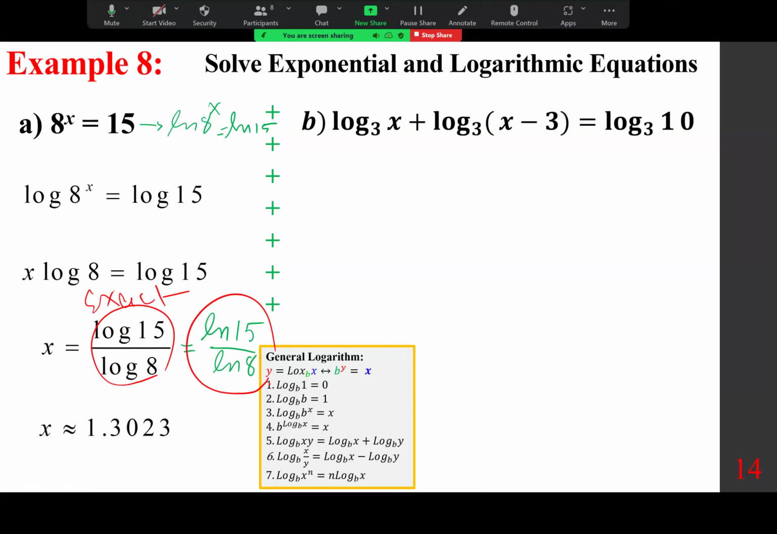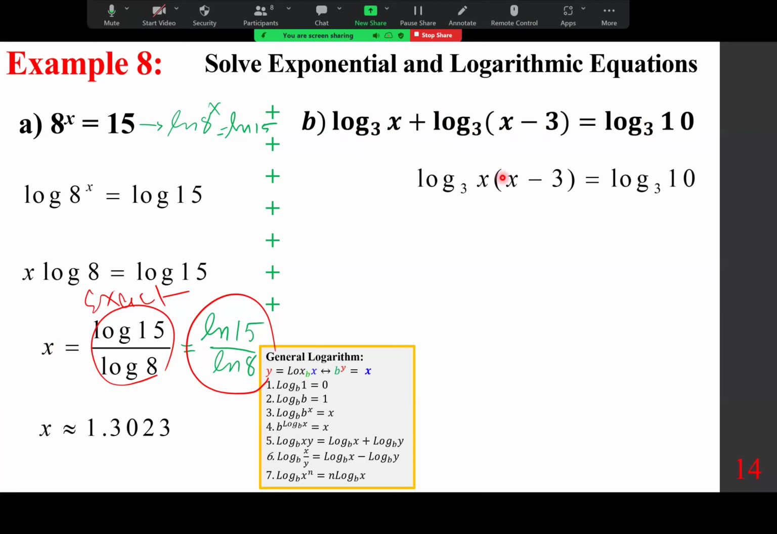To solve part B, we notice that on each side we have logs. Do we have to move things around? No. All we have to do is to make sure each side has a single log. The right side does, the left side doesn't. We're going to combine the left side using the product rule. So the left side becomes log base 3 of x times x minus 3. The right side doesn't change.